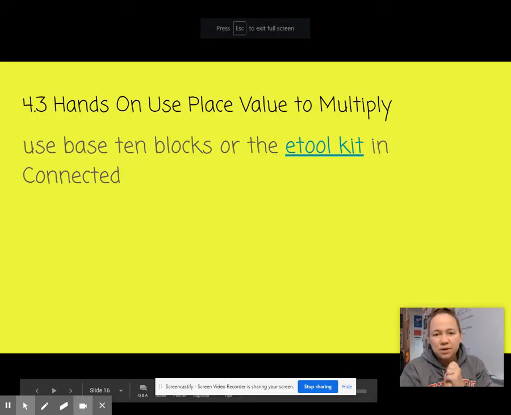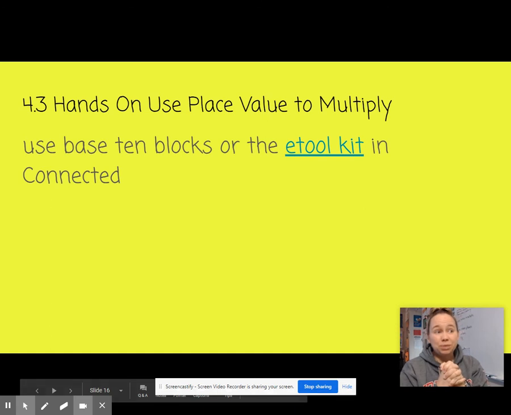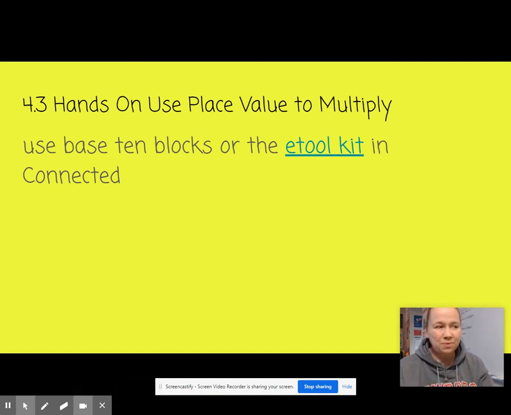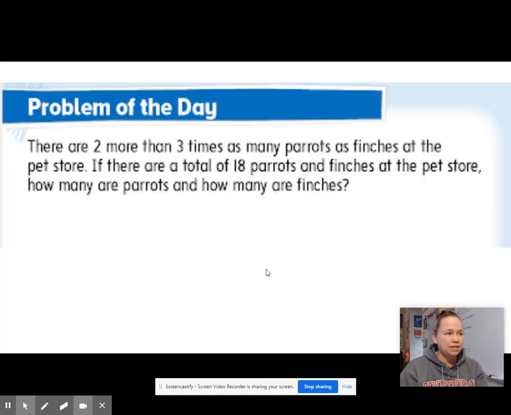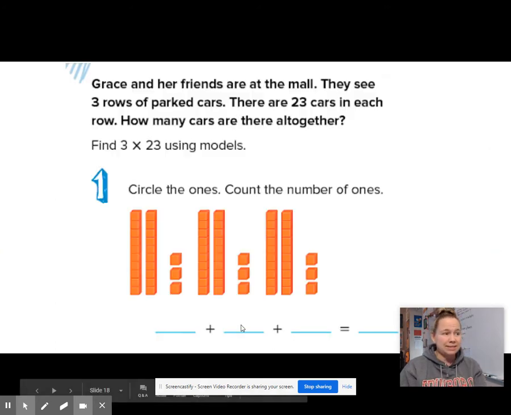Hey friends, we're ready to work on lesson 4.3, hands-on, using place value to multiply. That's what we're going to learn about today. All right, so let's see. Problem of the day we're going to do in class together.